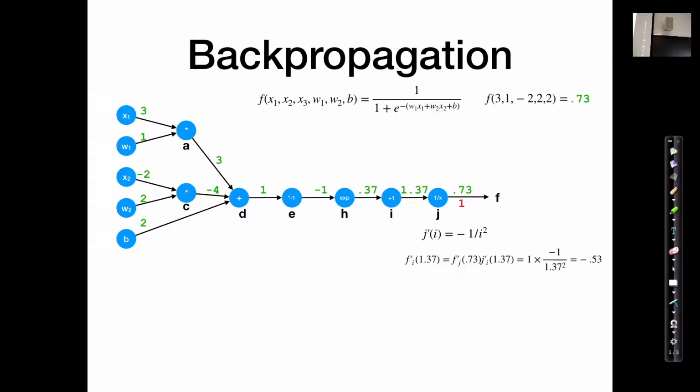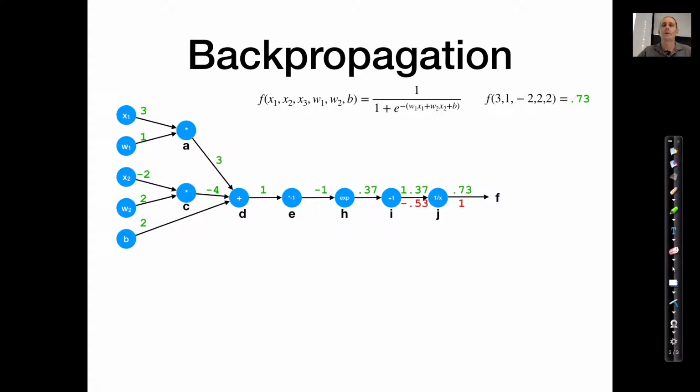How do we get that? The chain rule says we can use f prime with respect to j times j prime with respect to I. So we take f prime with respect to j. Well, what's that? We just calculated it as 1. It's whatever we just wrote here, times j prime with respect to I of 1.37, so of this value. So we're going to take -1 over 1.37 squared. We get a 0.53. Does that make sense? Again, backpropagation is just lots of applications of the chain rule.